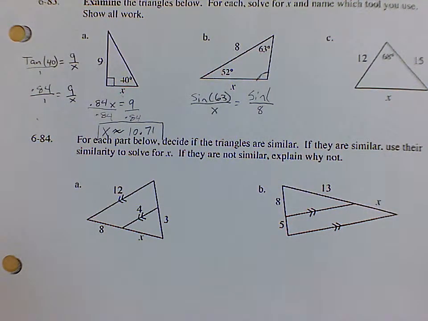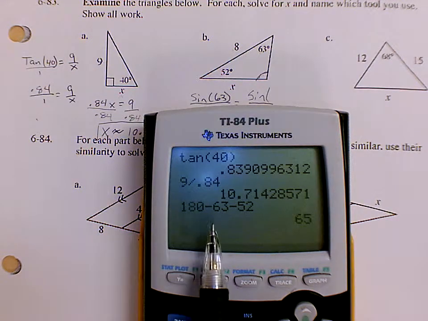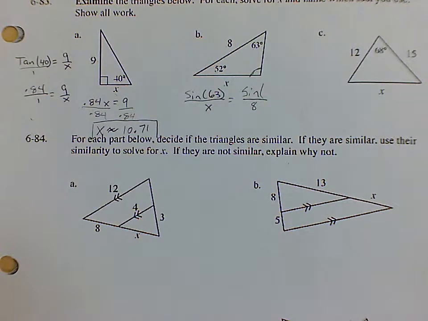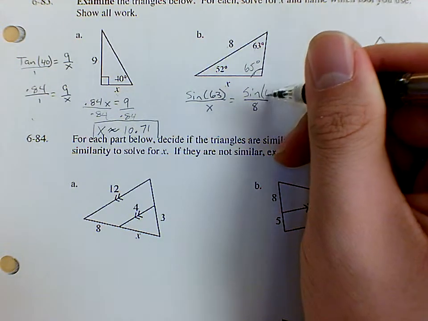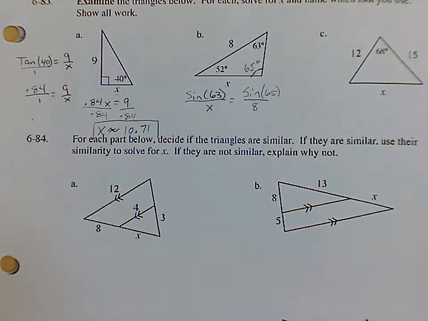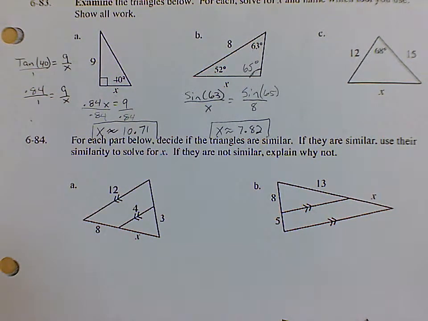But I can do the triangle sum theorem, and I can do 180 minus 63 minus 52, since those are the other angles in the triangle, and I get 65. So I know this angle must be 65 degrees. So I want to do the sine of 65 here. Right, now that you have the problem set up, I want you guys to solve this one. I'm just going to give you an answer. In this problem, you get x is approximately 7.82. Once again, I know I didn't show my work, but you need to show your work. I just want to put the answer there so you can check yourself.